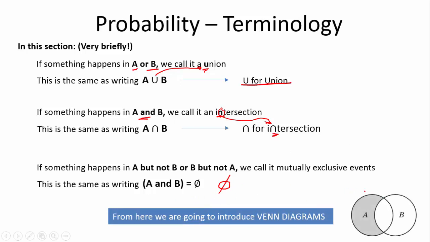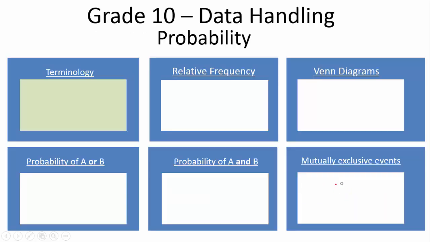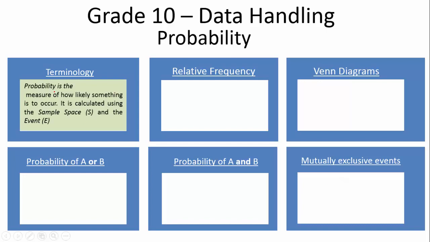And that looks like something like this. So here you can see is where A and B interact, for example, but we're going to get into that in the next video. What we're putting in terminology here is that probability is a measure of how likely something is to occur. It is calculated using a sample space S and event E. Let's move on. Now we're going to do relative frequency.